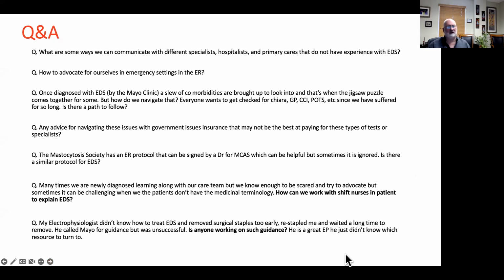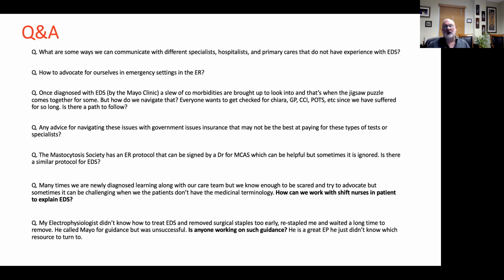In the ER, it's difficult because it's usually busy. The ER wants to get people moving. They want you to be evaluated and make a decision pretty quickly whether you need to be admitted or you need to go home.